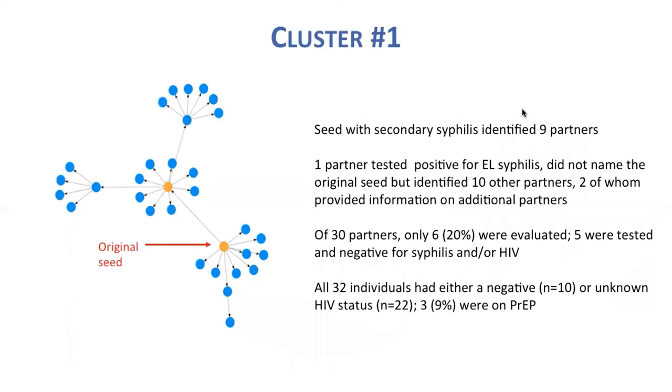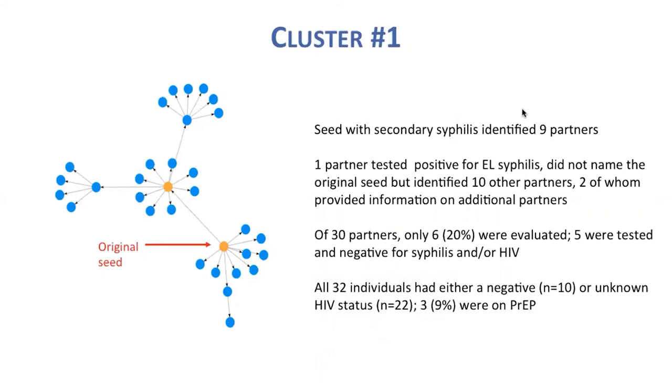Honing in on details of a few of our clusters, this is one of the larger ones with 32 individuals, and one that was characterized by very low partner testing levels and low PrEP use. We started with an investigation of a seed with secondary syphilis who identified 9 partners. One partner tested positive for early latent syphilis and did not name the original seed, but identified 10 other partners, 2 of whom provided information on additional partners.